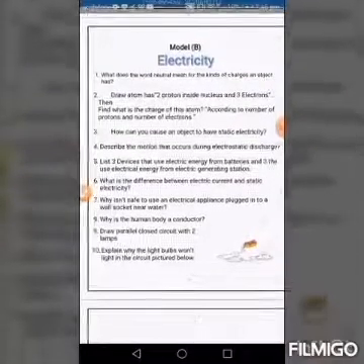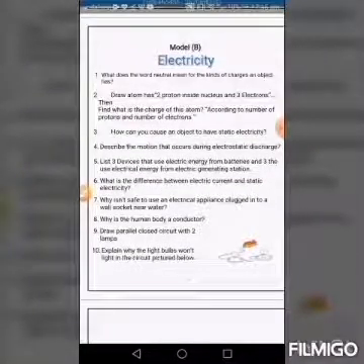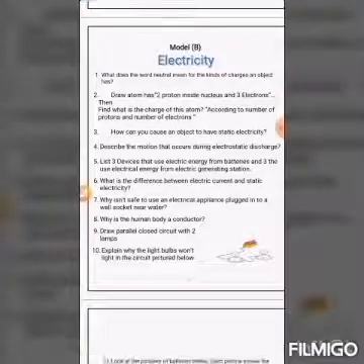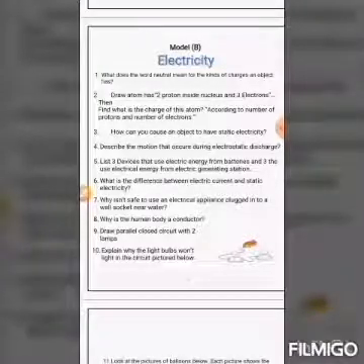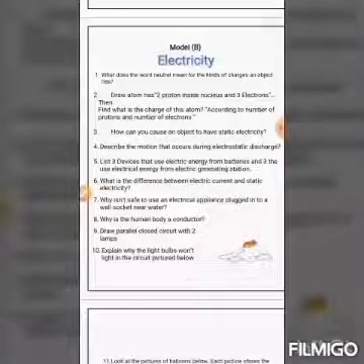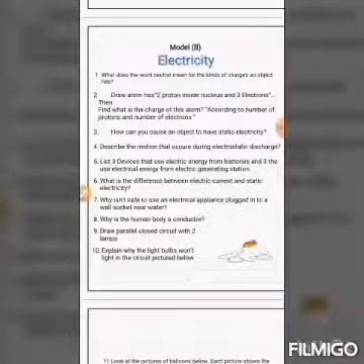Okay, now let's start the second bundle, Model B, about electricity, Unit 9. Question number 1. What does the word neutral mean for the kinds of charge an object has? We talked before that we have 3 charges: positive, negative, and neutral. I need you to tell me the meaning of neutral.